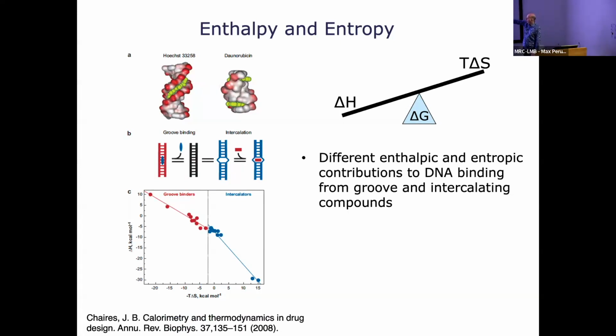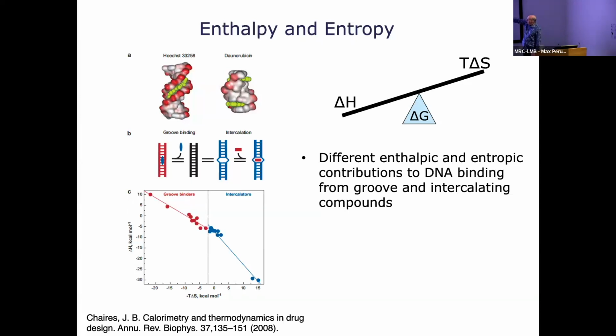And if you look at the bottom there, the graph here is the y-axis is delta H, and the x-axis is minus T delta S. And you can see on the intercalators, they've all got positive minus T delta S, so that makes it unfavorable. But they've also got a very negative delta H. So the delta H in that case is driving that reaction.